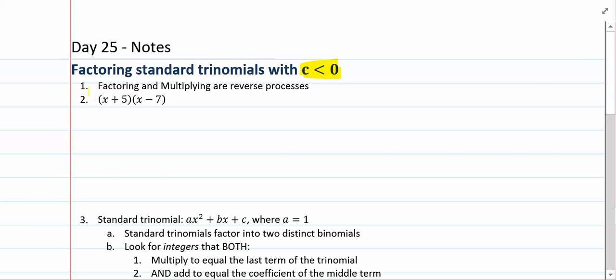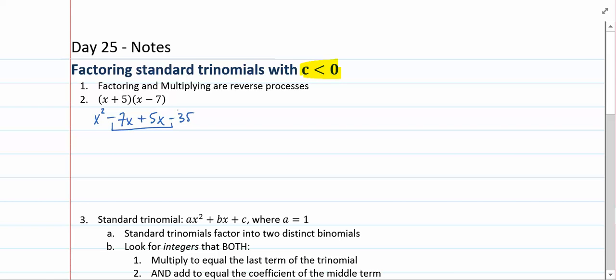Don't forget that factoring and multiplying are reverse processes. So if you saw a problem like we had listed here in point 2, you would automatically think to multiply these two together. When we multiply these two together, we use the FOIL process. And the first product is x squared. The outside product is negative 7x. The inside product is 5x. And the last product is negative 35.